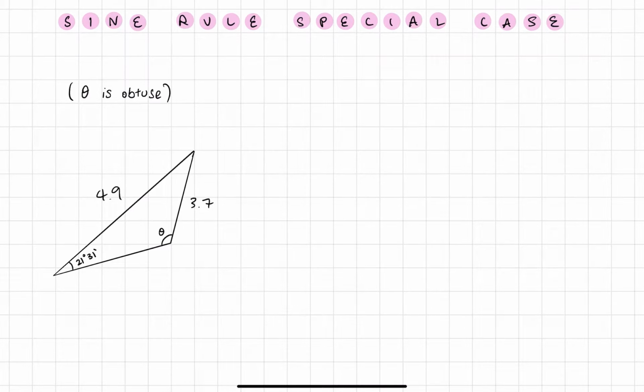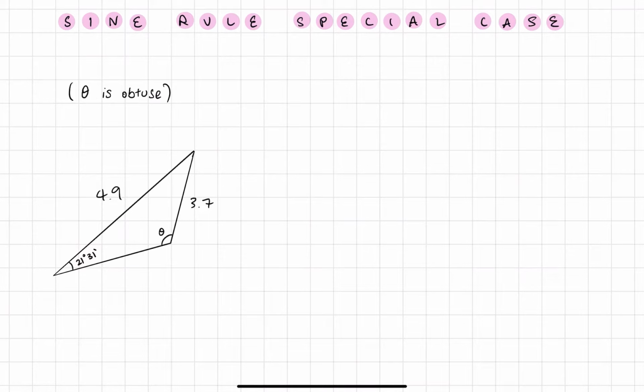So we have a triangle, and we have to find theta. Now the question actually told us that theta is obtuse, and it looks like from the triangle, just by the looks of it, that it does look like an obtuse angle, right? Obtuse meaning it's greater than 90 degrees, but still less than 180. I'm going to address this obtuse part towards the end.